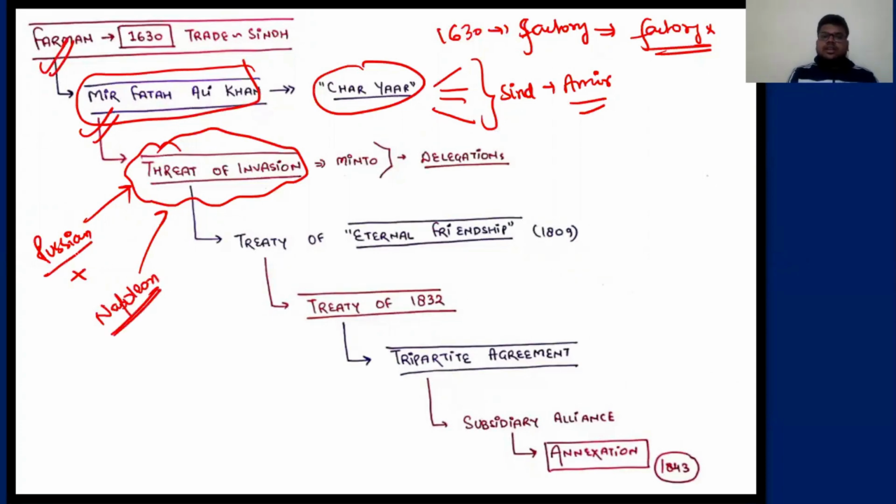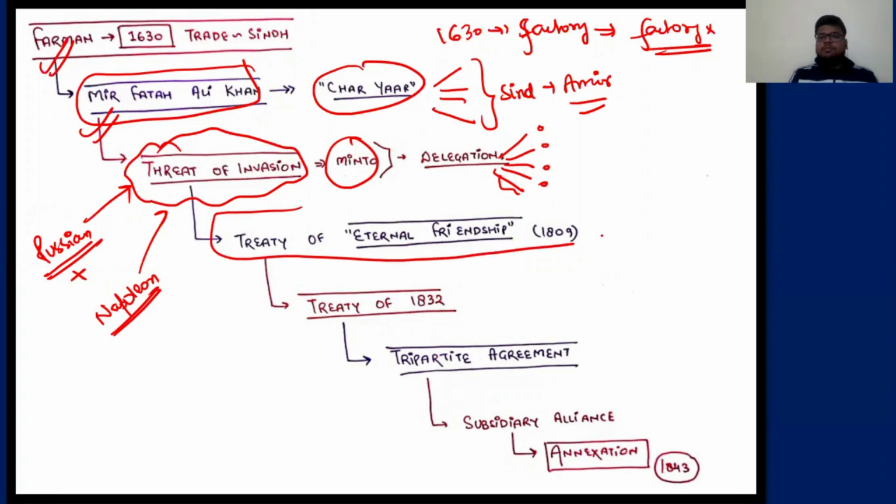So there was a threat that this invasion can happen. So Minto has sent a lot of delegations to different places. And the threat of invasion led Minto to sign the Treaty of Eternal Peace with the Amirs of Sindh. This is during the Governor Generalship of Minto.